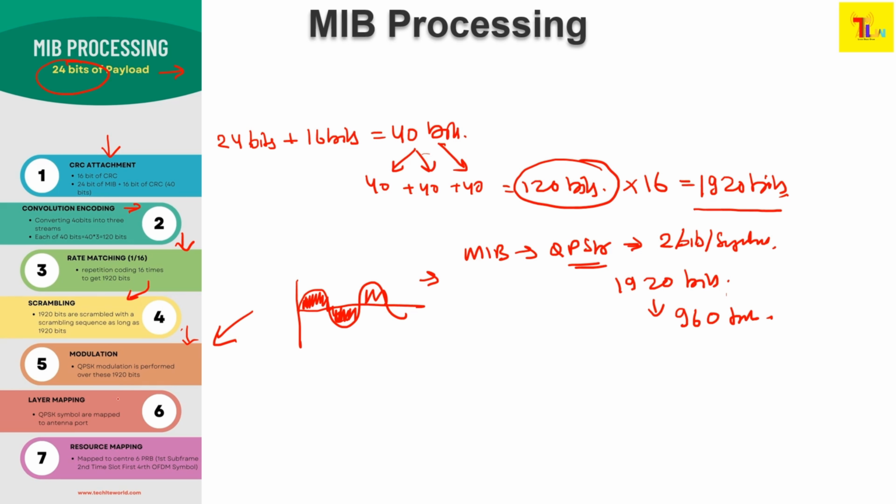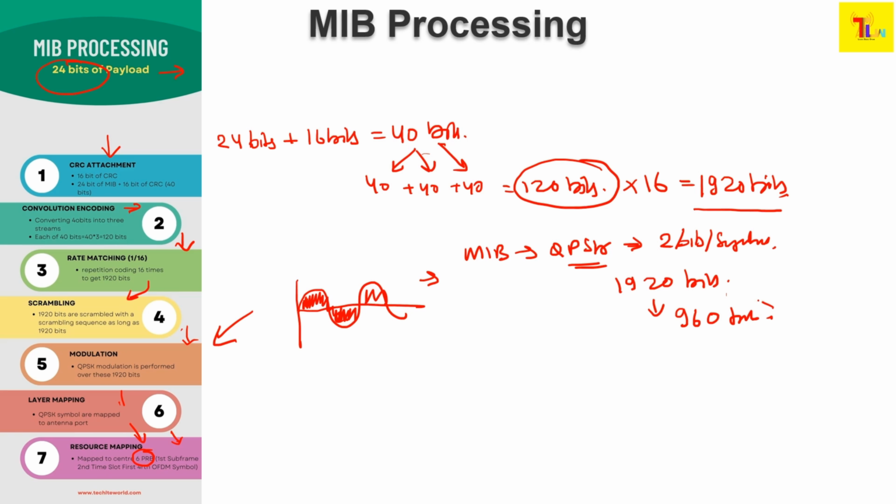Now with these 960 QPSK symbols, we are going to do the layer mapping. All the QPSK symbols are mapped over the antenna ports, and further we will do the resource mapping over the radio grid. It will be mapped on the center 6 PRBs, as I have already mentioned. And it will be located in the first subframe, second time slot, first four OFDM symbols, correct?